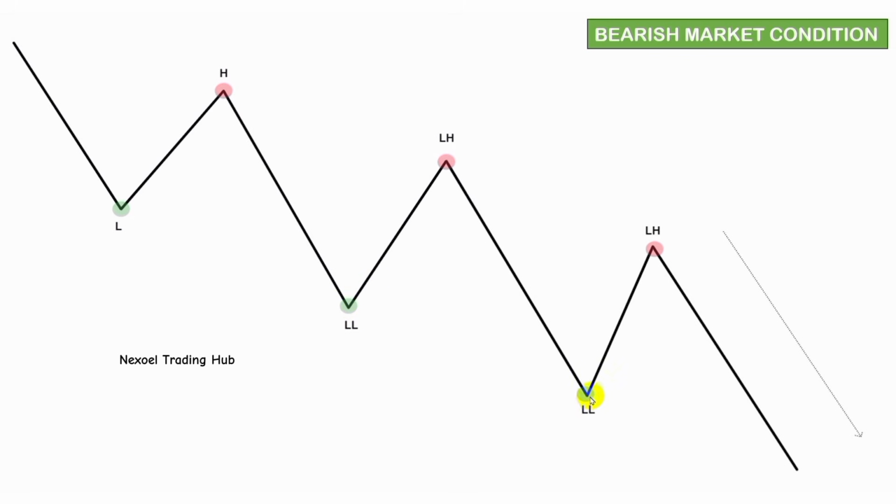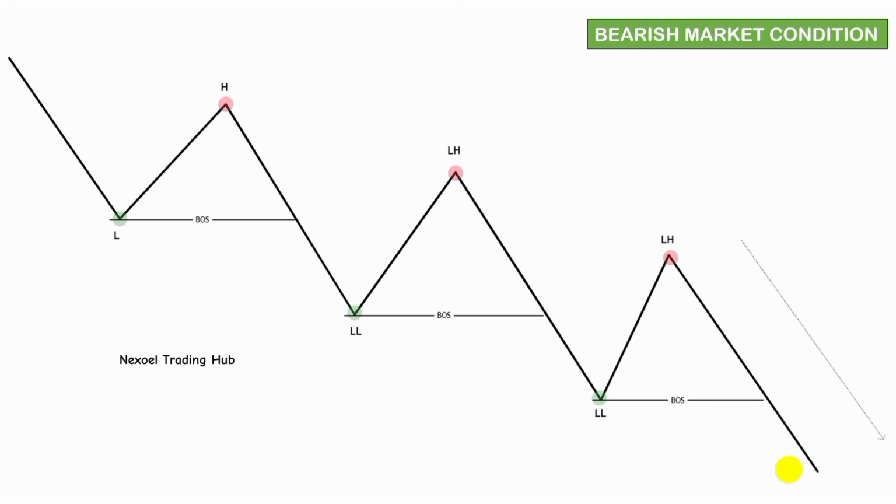And then we have the corrective move to the upside, the pullback, or what we call the retracement. And then price created a new high point. And this new high point is actually a lower high, because it is lower than the previous high. And then we have the continuation to the downside. So the bearish market condition is a market condition that is creating a series of lower highs and lower lows.